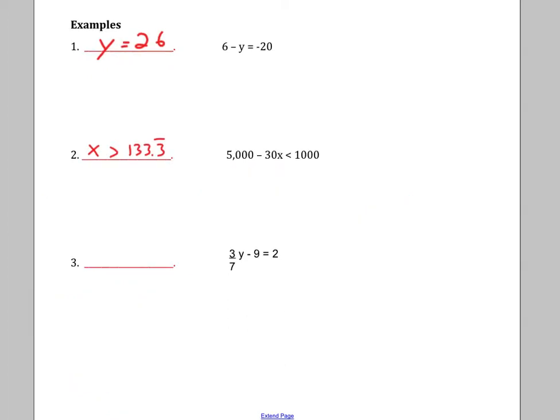Now we have an equation that has a fraction in it, but we work through it kind of the same way. Remember, y is what we want to get by itself. We've subtracted 9, so we're going to add 9 to both sides to undo the subtracting. Minus 9 plus 9 is 0, so that leaves us with 3/7 y equals 11. Now we multiply by the reciprocal of 3/7 on both sides, 7/3, and we end up with y equals 11 times 7 is 77, so it's 77/3.